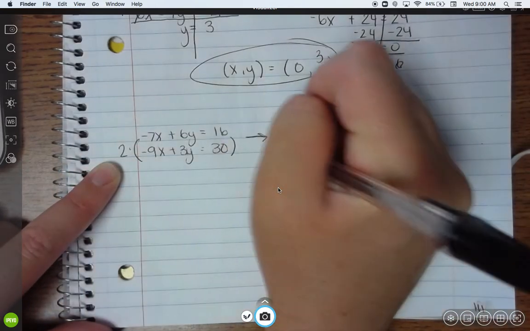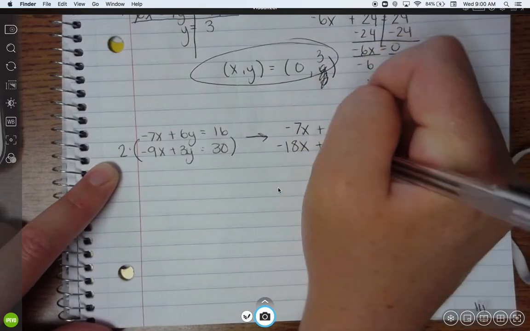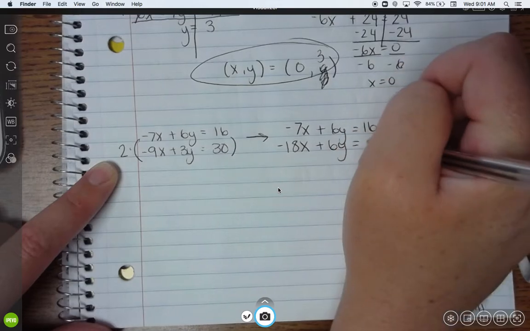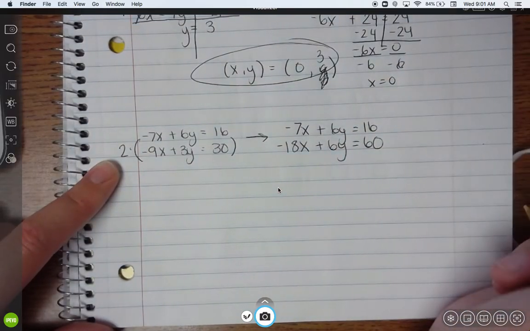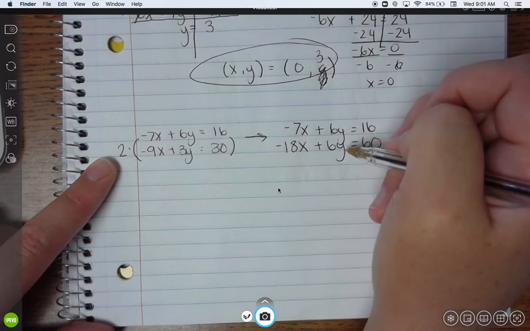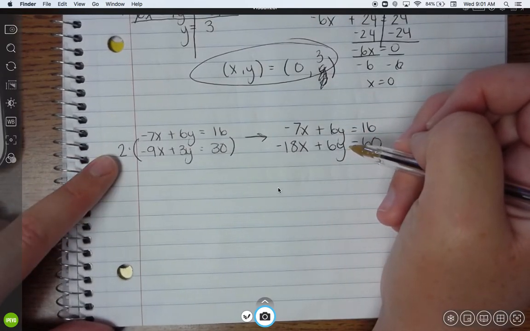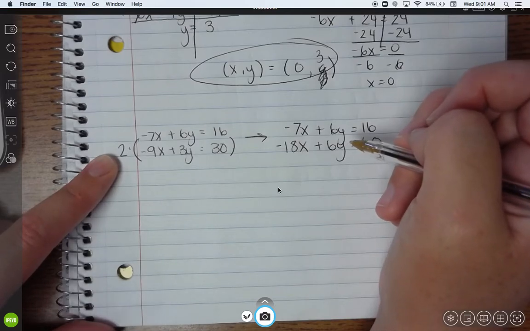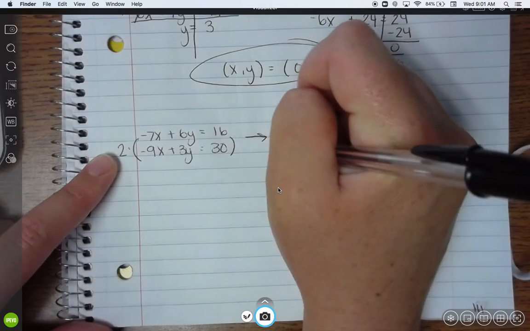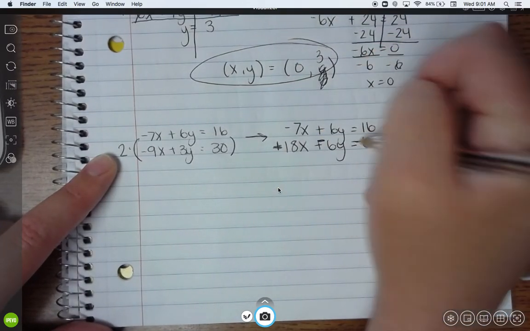So 2 times negative 9x is negative 18x. 2 times 3y is 6y. 2 times 30 is 60. Now in this case, I also need to change the signs because those are both positive. One option would have been to multiply by a negative 2 from the get-go. Otherwise, I'm just going to change signs here. So positive 18x, negative 6y, and negative 60.